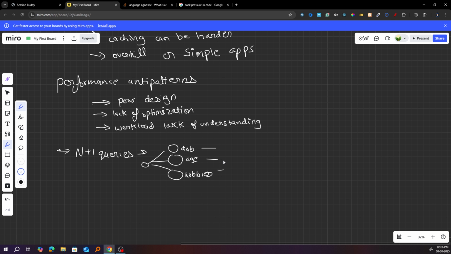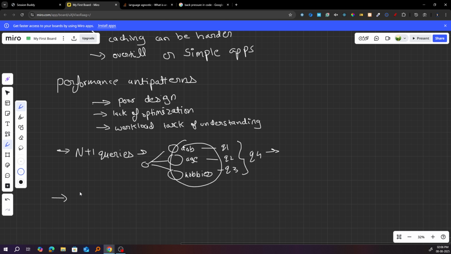You should write a single query to retrieve all necessary data. Instead of separate queries Q1, Q2, Q3, there should be only one combined query, say Q4, and that query should bring all the data from the server. So that is one thing. You should be aware of N+1 queries.